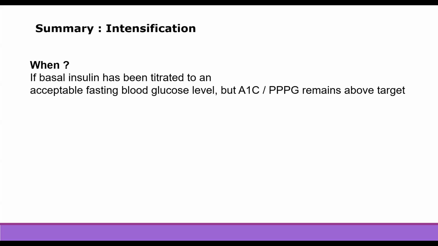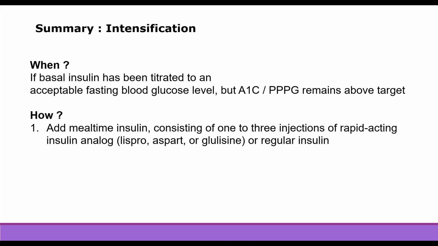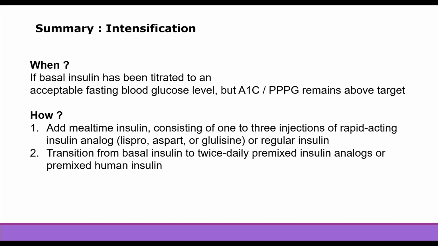If you look into the summary of intensification, when should we intensify? If the basal insulin has been titrated to an acceptable fasting glucose level, but A1c or the PP plasma glucose remains above target, we have to intensify. How should we intensify? One, we add mealtime insulin, either rapid acting or regular insulin. Two, we can shift the patient from basal insulin to twice daily premixed insulin, human insulin or analog insulin. And third, we can add a GLP-1 receptor agonist with basal insulin. These are the three methods by which we can intensify the insulin therapy.